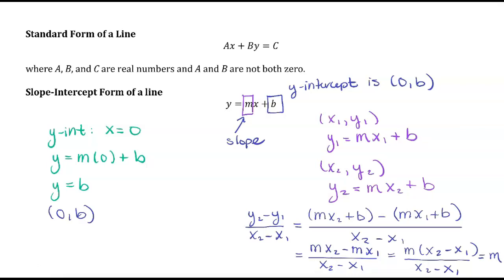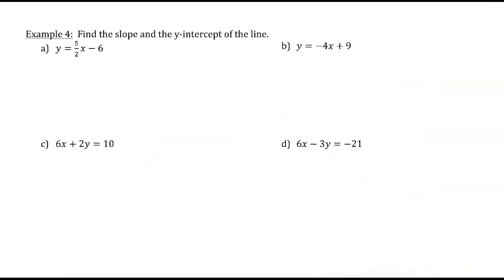Let's take a look at example 4. In example 4, we're given equations and we're asked to find the slope and the y-intercept just by looking at the equations themselves. In part A, this is given to us in slope-intercept form. We can identify pretty quickly that m is equal to 5 over 2. That's our slope.